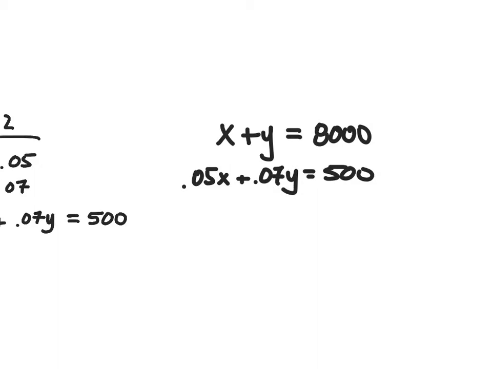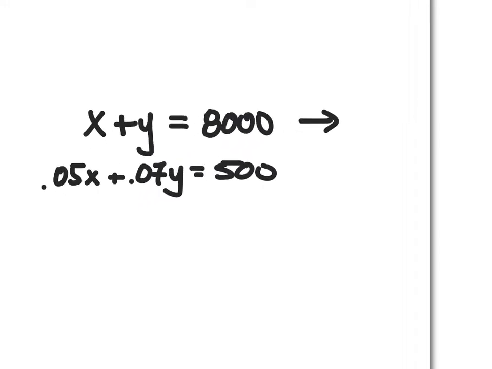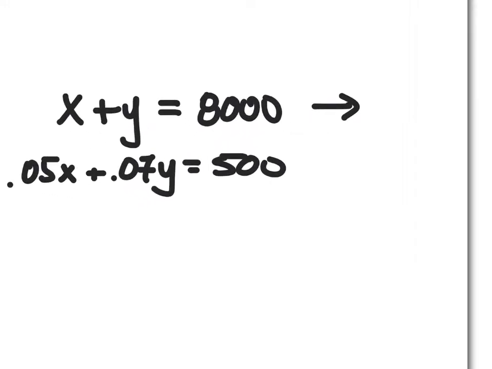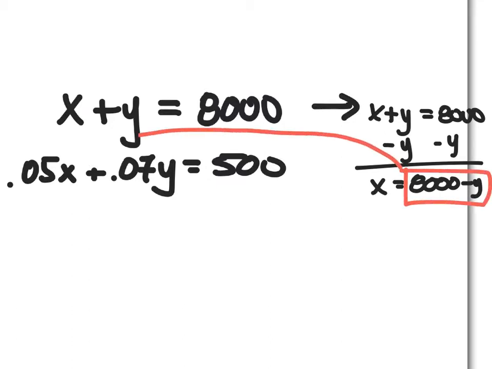I'm going to do the same kind of thing and use substitution. I just prefer substitution. Let's write X plus Y equals 8,000. If I subtract Y from both sides, I get that X is equal to 8,000 minus Y. Now I'm going to substitute this value into X of my second equation.